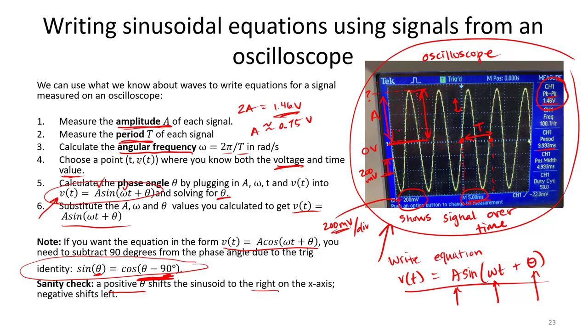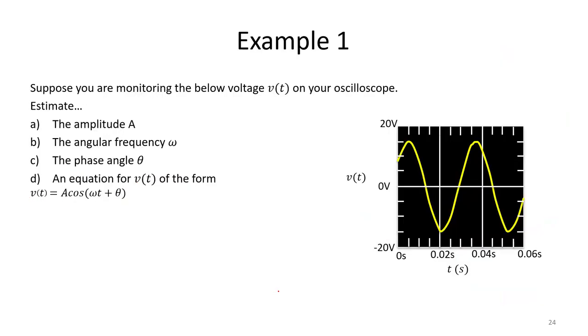Let's go ahead and try a quick example of this before we move on. So in this example, we're given an oscilloscope signal, and we are asked to estimate amplitude, angular frequency, phase angle, and our equation. So when we say estimate here, you want to just eyeball the values or approximate the values based on the given information. Let's go ahead and try this using the plot that we are given.